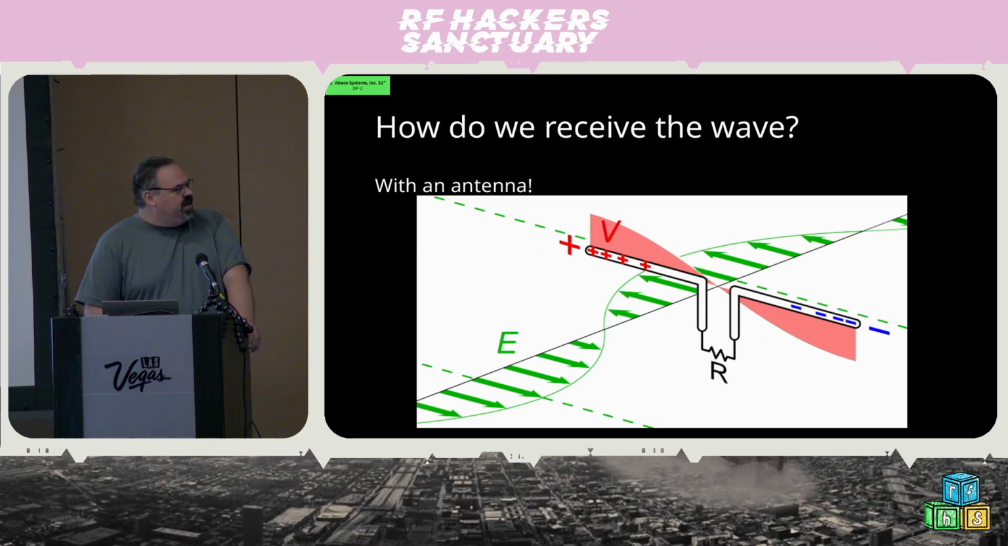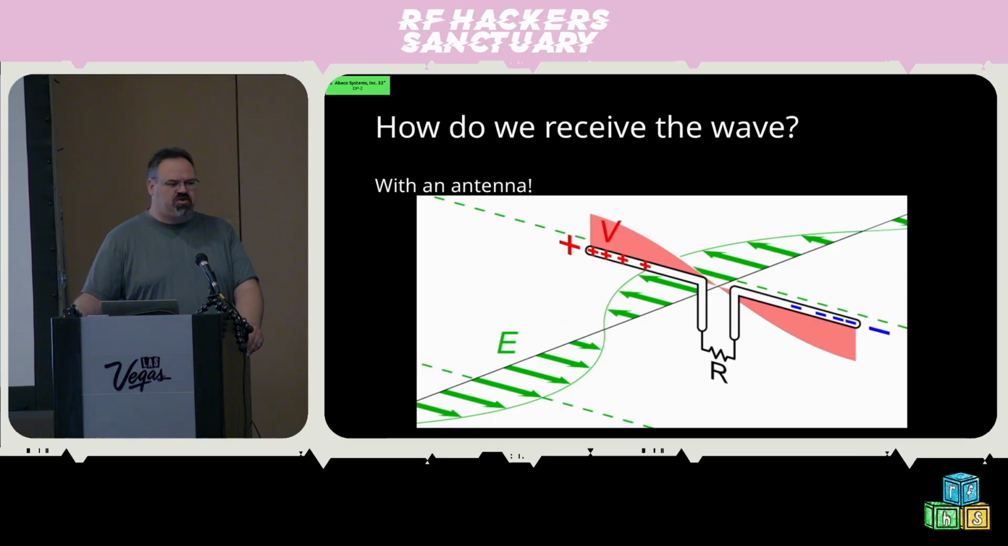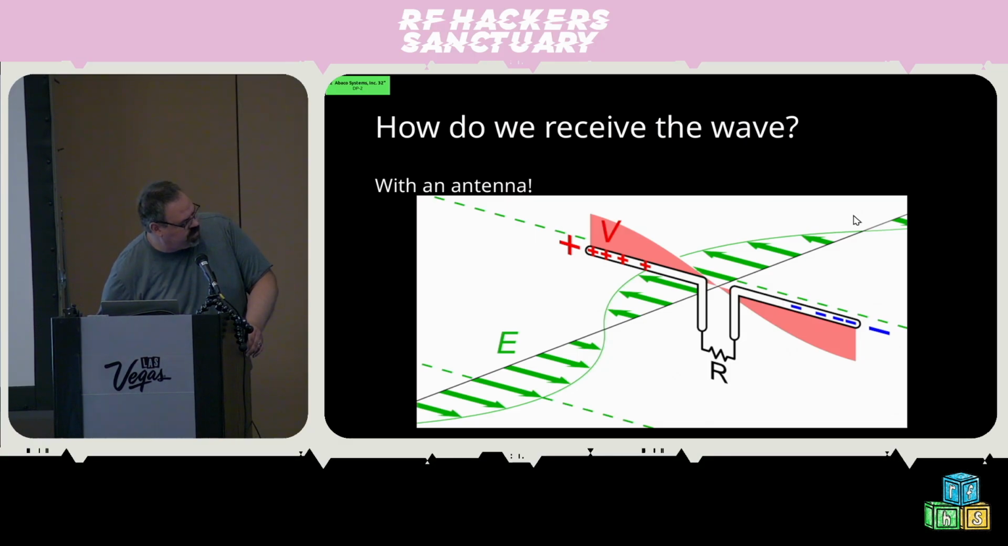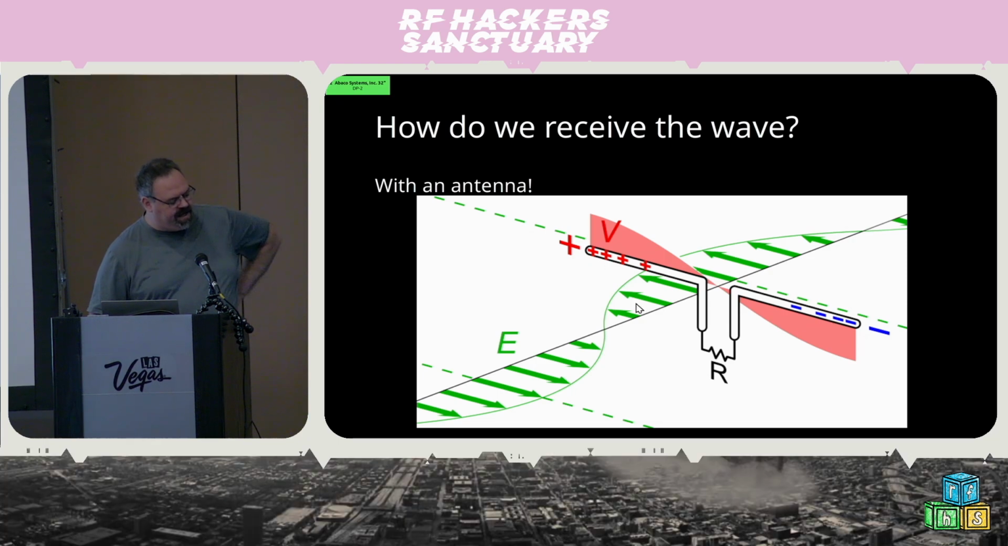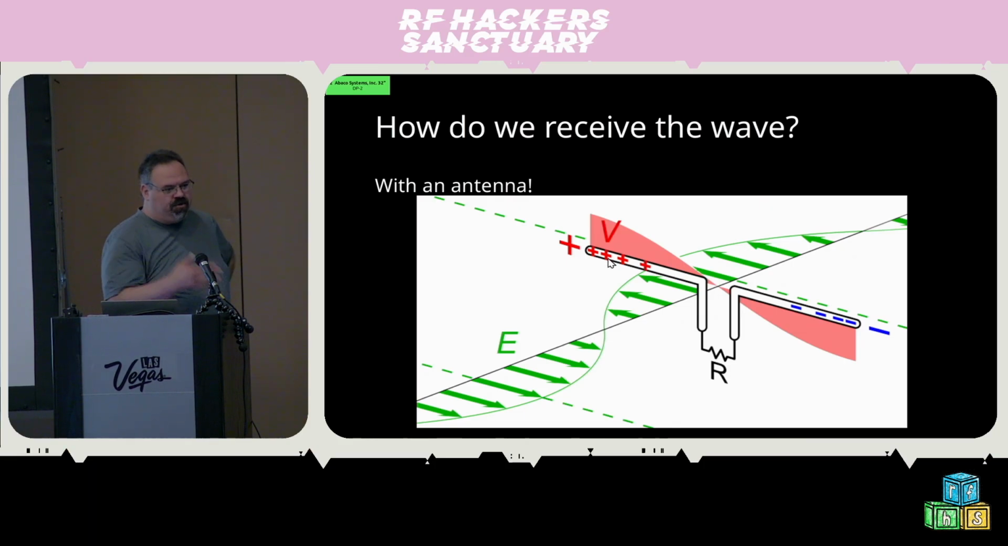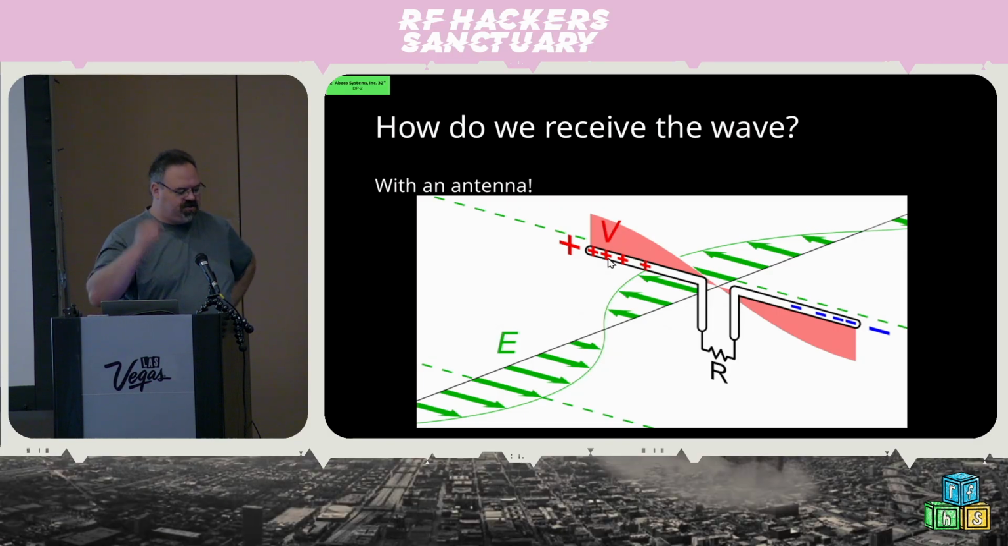So receiving the wave, we use an antenna. This is a dipole antenna, so called because it has two poles. As the signal propagates through, it resonates these elements of the dipole and produces a wiggling charge on those, which you detect, and that's what you receive with your radio signal.